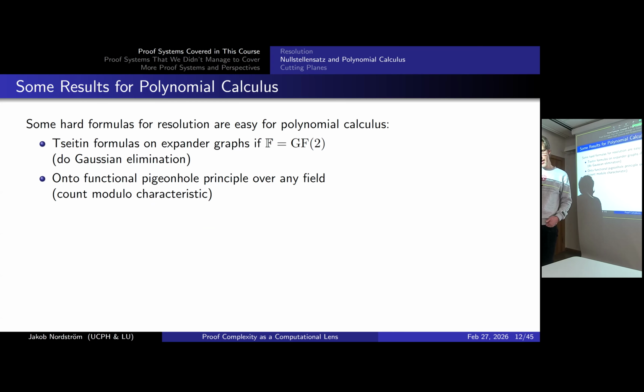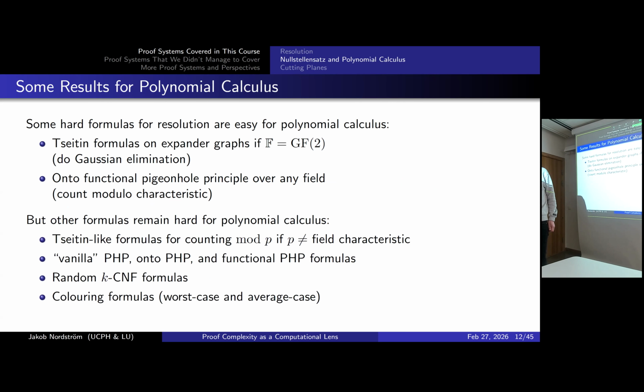We saw that some formulas that are hard for resolution are easy for polynomial calculus. If you're over GF2, then this is clear for Tseitin formulas. The onto functional pigeonhole principle with n+1 pigeons and n holes is easy over any field, basically just because you count the number of holes and the number of pigeons, modulo the field characteristic, and you get different numbers, and polynomial calculus sees this.